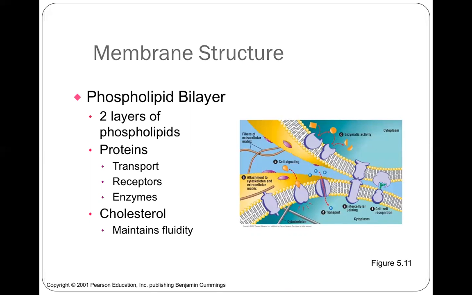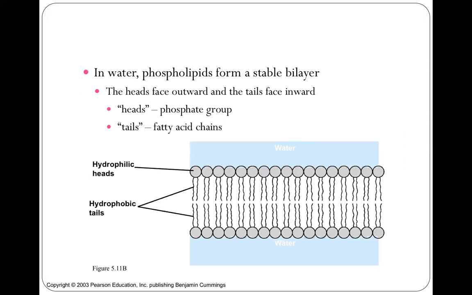Structure is a phospholipid bilayer, okay? So we have two layers of phospholipids, and then we also have various proteins and cholesterol. Cholesterol is important for maintaining fluidity, and proteins can act as transport receptors or enzymes. In water, phospholipids form a stable bilayer. This happens spontaneously, okay? Our heads, which is the phosphate group, are hydrophilic, which means they'll go on the outside, where our fatty acid chains line up on the inside because they are hydrophobic.